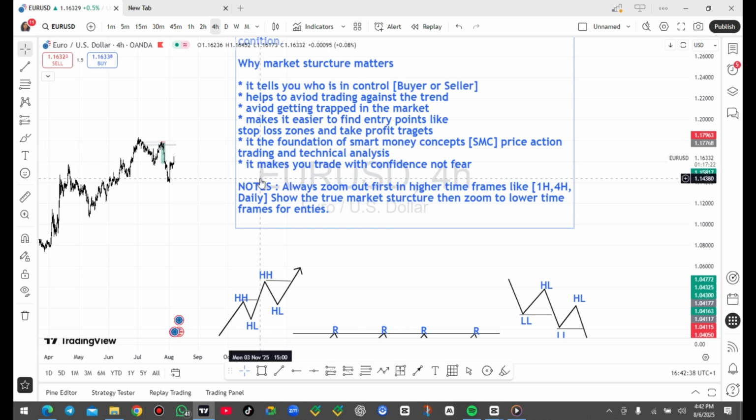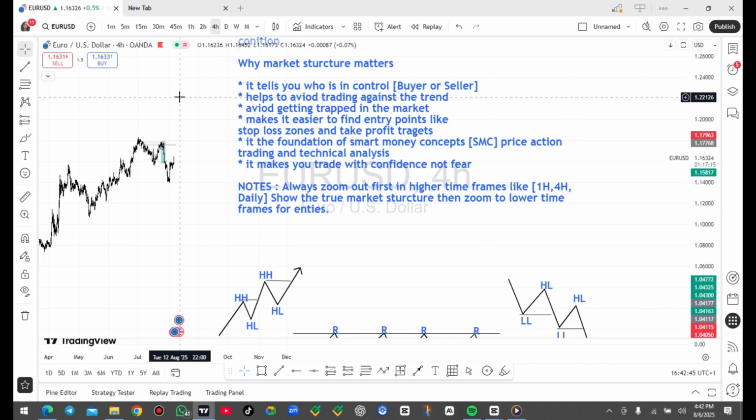The last one is what? It makes you trade with confidence, not fear. When you understand market structure, trading with confidence becomes your top priority. You already know the trend of the market. You are trading with the trend. All you need to do is make profit. Even though the market didn't go in your direction, if you are following the trend, that doesn't mean you are doing the wrong thing.